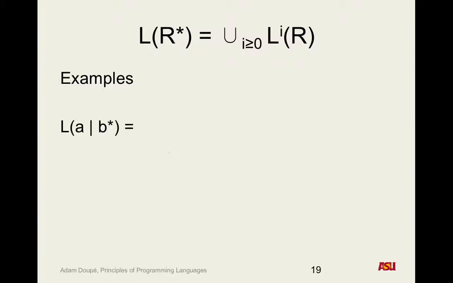So the language described by A bar B star, what is that going to be? Let's first take the bar. The star is going to bind very tightly as far as operator precedence, so it's going to apply to the closest regular expression. So it's not going to be (A or B) star; we have to write that with parentheses. The OR, the bar operator, splits this into the language described by A, union with the language described by B star.